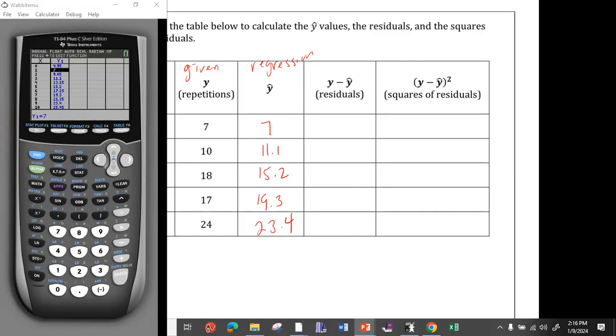And then to find our residual, remember your residual is your actual minus your predicted. So your given minus your regression. So y minus y hat.